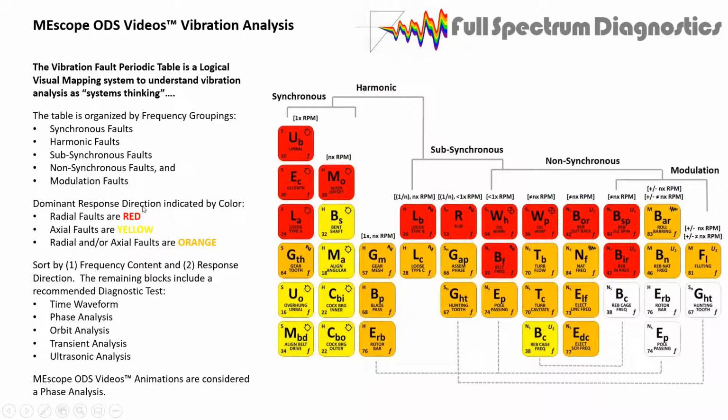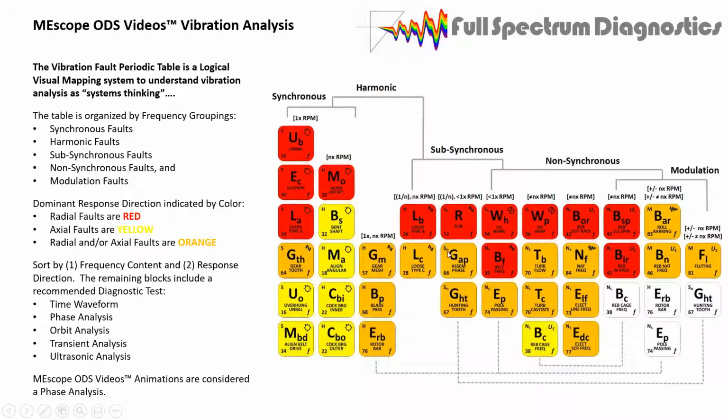It's also grouped by dominant response direction. So the red is radial, the yellow is axial, the orange can be radial or axial. Okay, so the initial sorting is by frequency range. If I have high vibration at turning speed of the shaft, then it's a synchronous problem. If I have high vibration at some multiple of turning speed, it might be 32 teeth on a gear, 6 blades on a pump, 49 rotor bars in a motor. They're exactly 32, 6, and 49 times running speed, exact multiples.